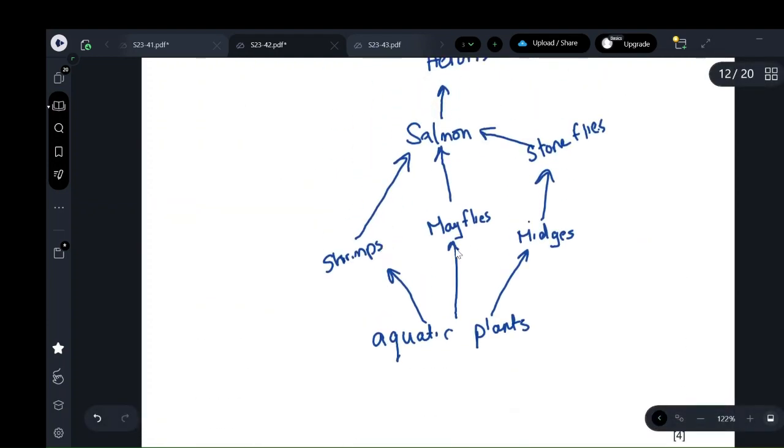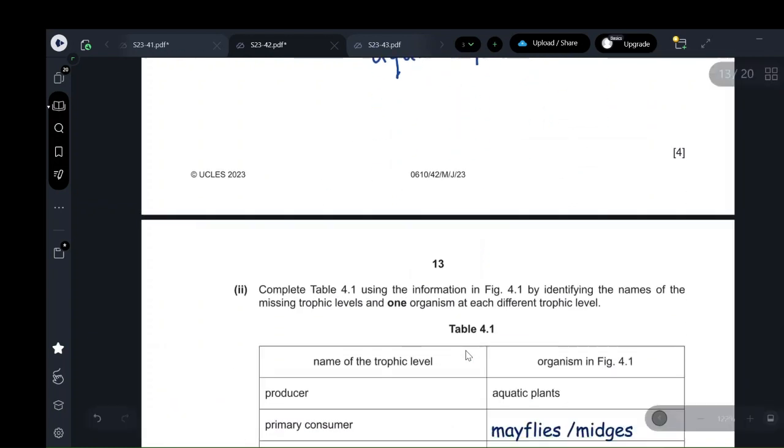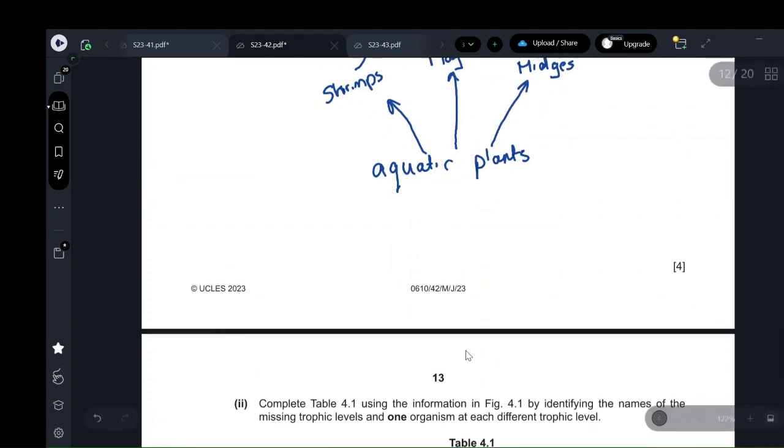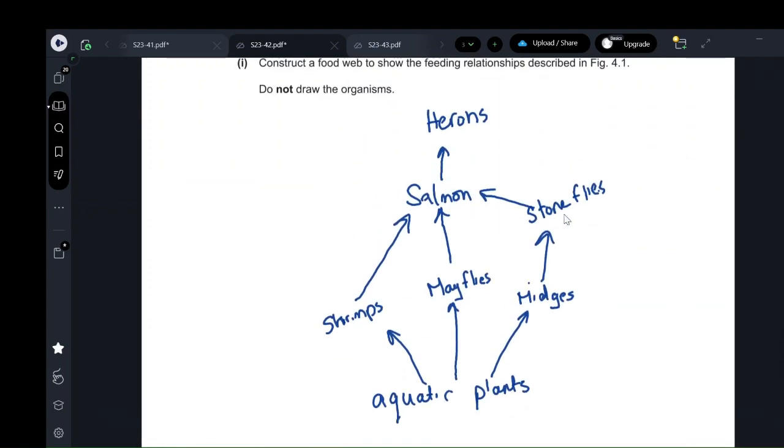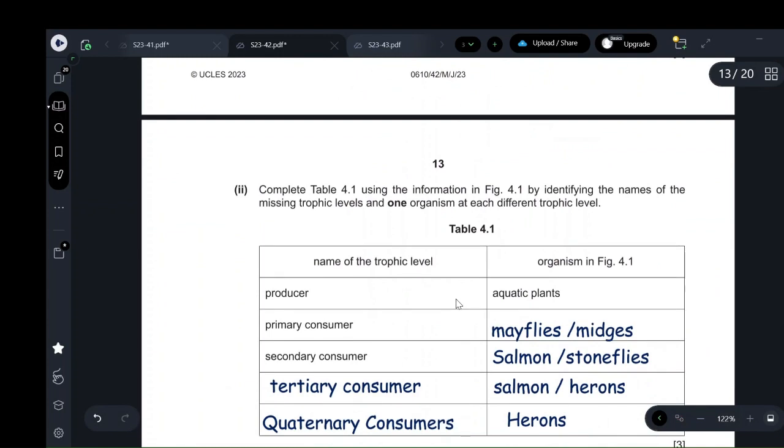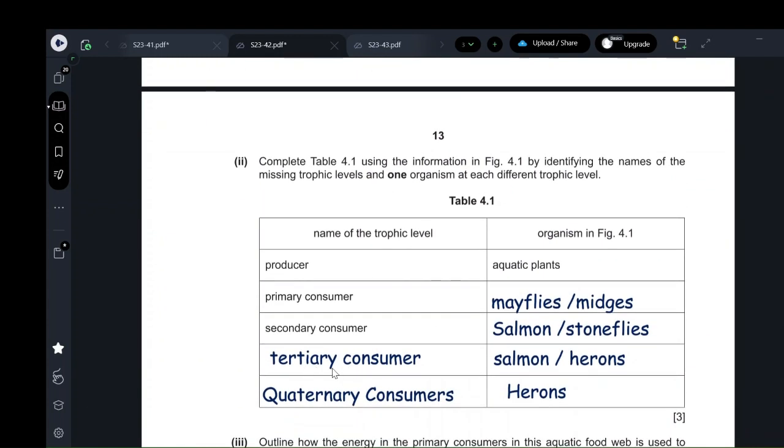Primary consumer, of course, it is one of these, the first ones after the aquatic plants: shrimp or mayflies or midges. Secondary consumer can be stonefly or can be salmon. Tertiary consumer, I completed by the names. Tertiary, which is the third consumer. Quaternary, which is the fourth consumer.